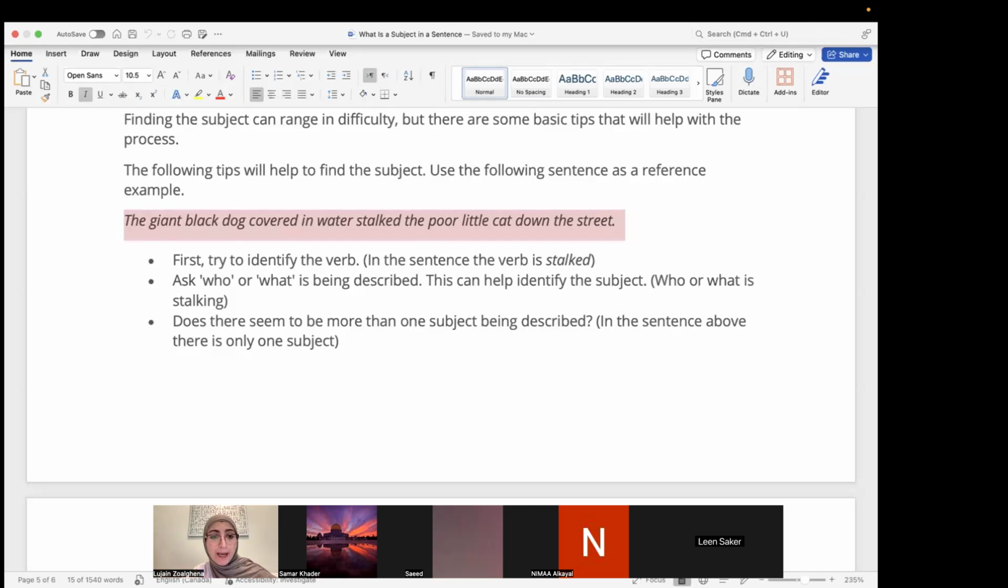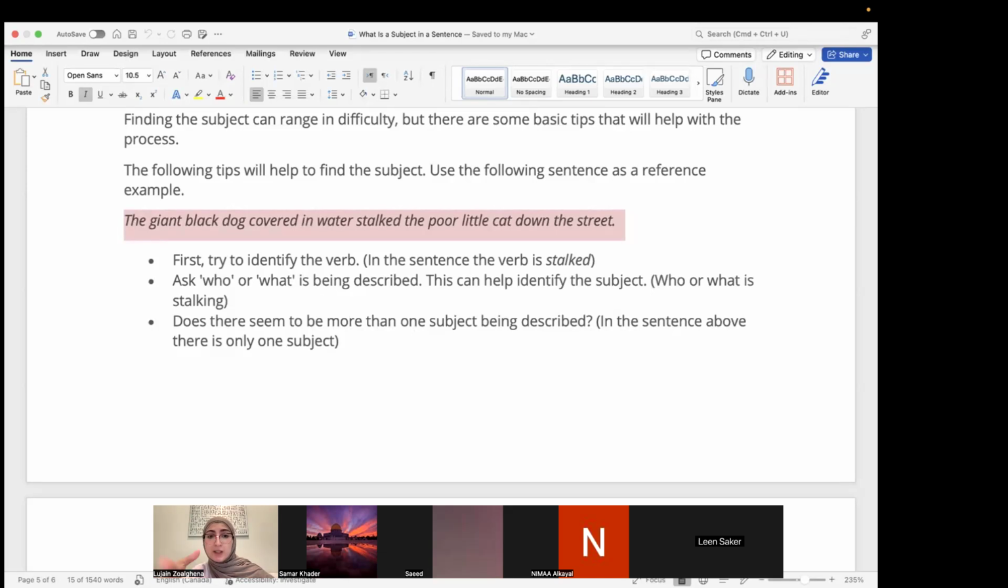So the giant black dog covered in water stalked the poor little cat down the street. If I ask myself, who is talking, the little cat? The subject is the giant black dog. Correct. Does there seem to be more than one subject being described in the sentence above?